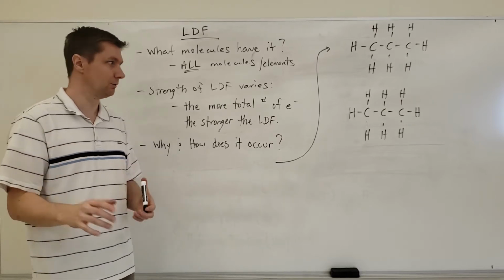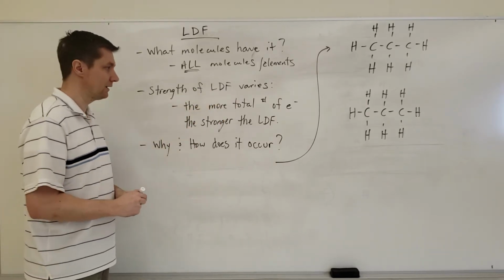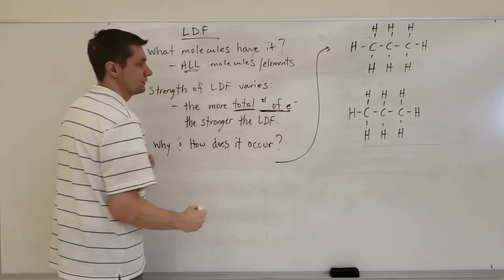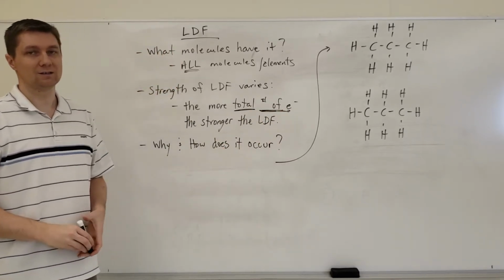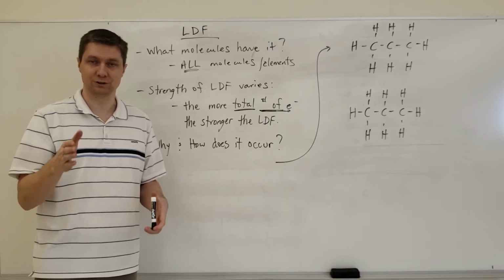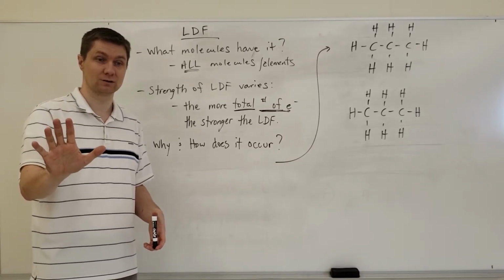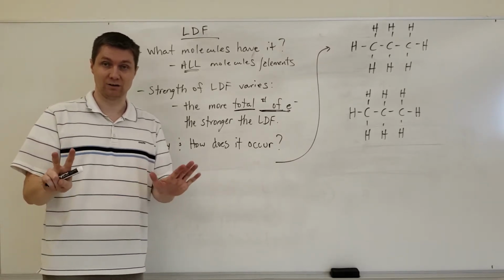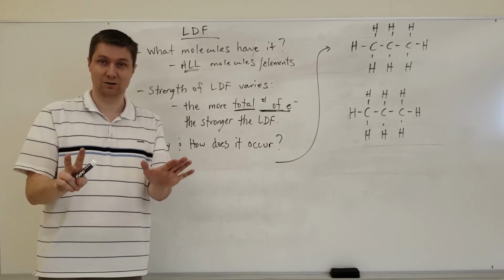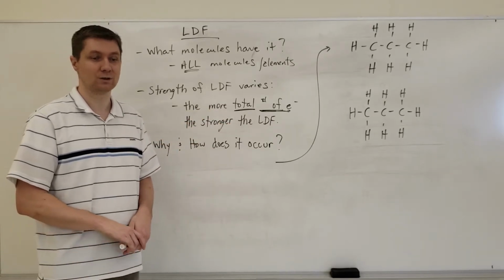I want to make something really, really clear. The strength of London dispersion forces varies, and it varies based on the total number of electrons. So it's not just valence electrons alone that we're counting here. If you look, for example, nitrogen sits in group 5 on the periodic table, which means it's got 5 valence electrons. But its atomic number is 7, which means as an element, and in molecular compounds, it's going to have 7 electrons that it's going to contribute to the strength of London dispersion forces.